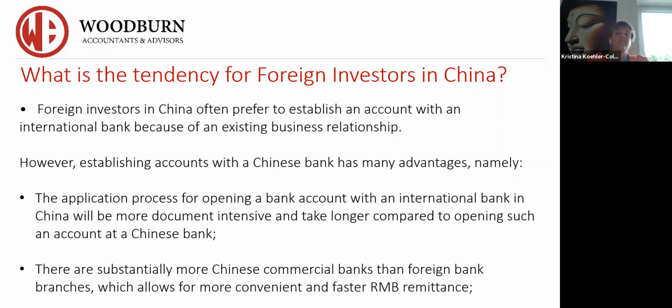All right. Working with Chinese banks is not as daunting and as overwhelming as many companies or people assume it to be. In many instances, it can be tremendously more efficient because they have more lenient rights imposed on them by the People's Bank of China compared to the international banks. Okay. And don't forget that the Chinese commercial banks have a lot more branches available.